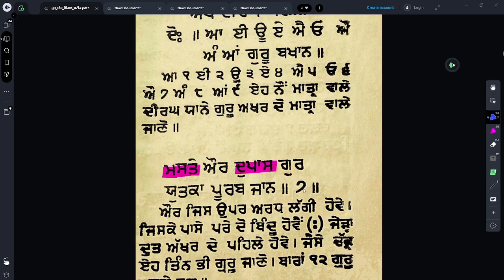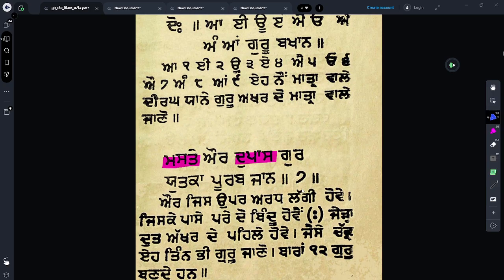And it's giving one more, yukta purab jan. Now this is a very important one that lots of people don't actually teach. Yukta purab. So yukta is referring to a dut akhar. What is a dut akhar? A dut akhar is when you have two letters that are combined. For example, here we have chakra in our example. The kakka and the rara, they're combined. That's called a dut akhar. So yukta means a dut akhar.